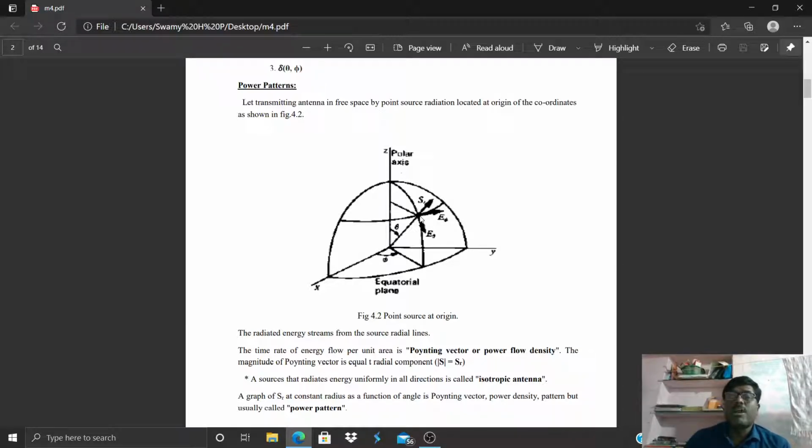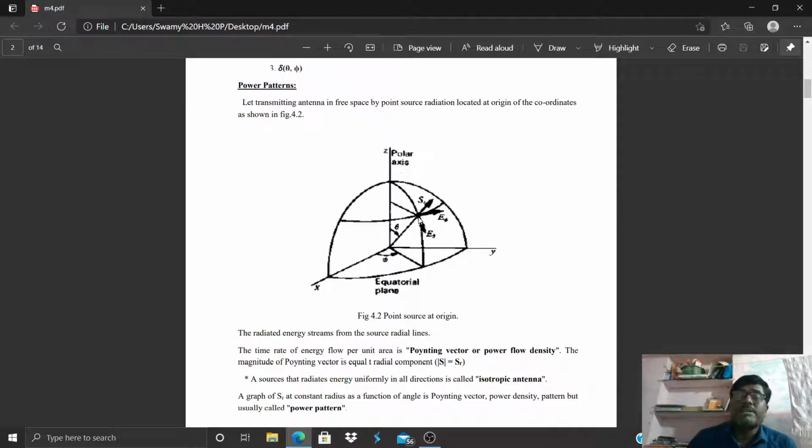But from this point, if you want to measure the power density, the power per unit area in space, this will be power per unit area. This will be radial outward in nature. This S_r is there, no? This S_r is the power per unit area in space at any point.